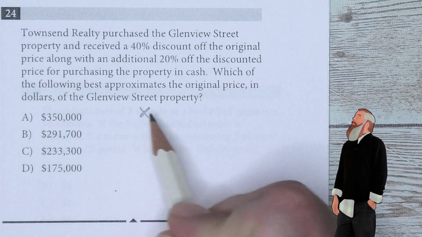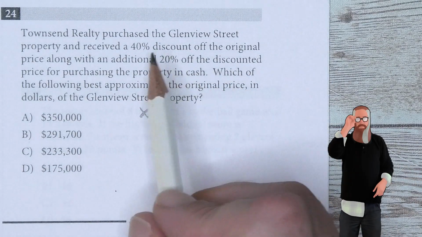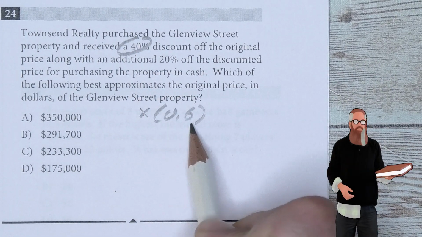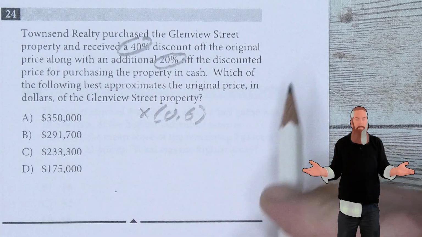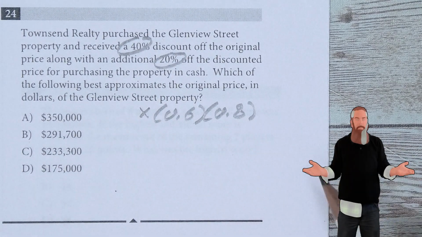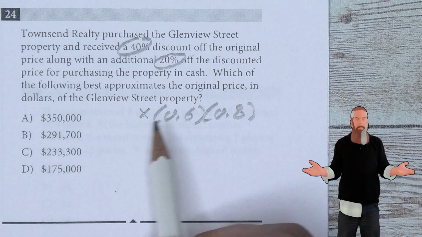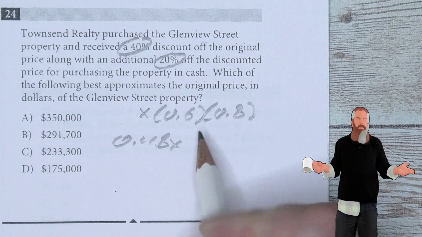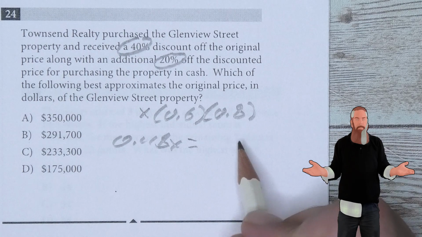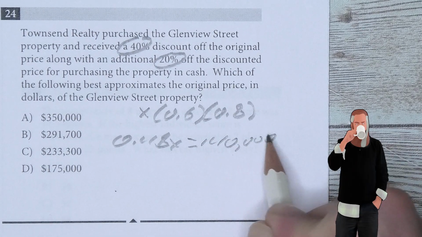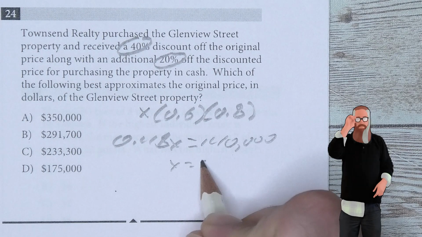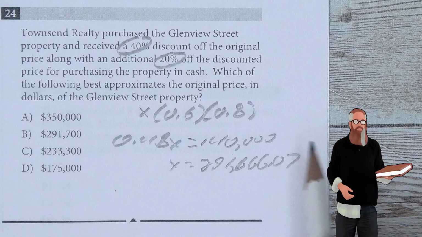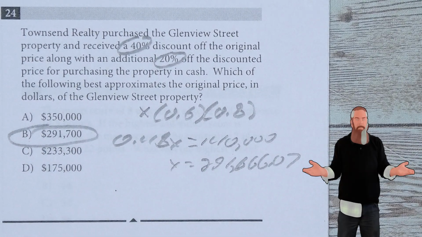So we know that there's going to be some X dollar value. Now, they got a 40% discount, which we can see they paid 60% of it. They also got a 20% discount, which means they paid 80% of it. By simplifying this, we can see that we get 0.48x. Now, this is equal to the purchase price that they had, which was $140,000. So X would be equal to $291,666.07, which is closest to B, so B is the answer.